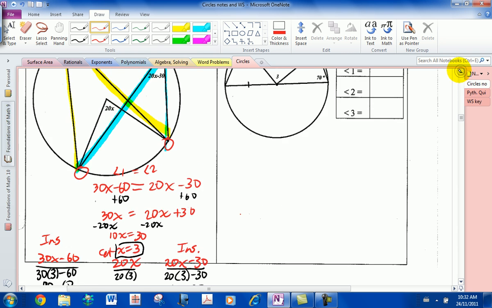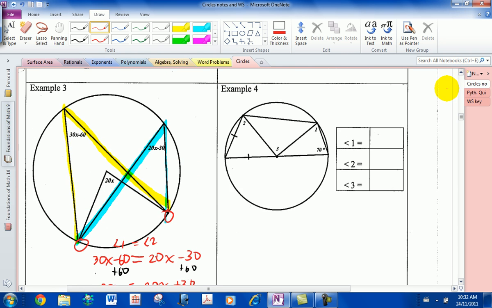What I want you to do now, here's a full meal deal for example number 4. So you have isosceles triangles, equilateral triangles, angles on a line, all that stuff. Solve for angles 1, 2, and 3. Go. Okay, a lot of this will be based on last night's homework.